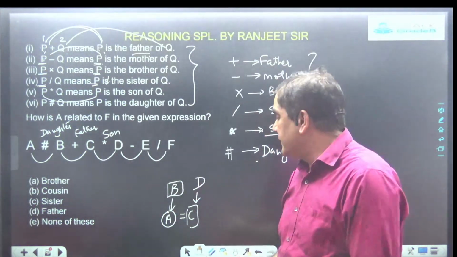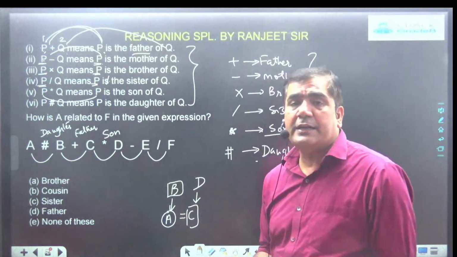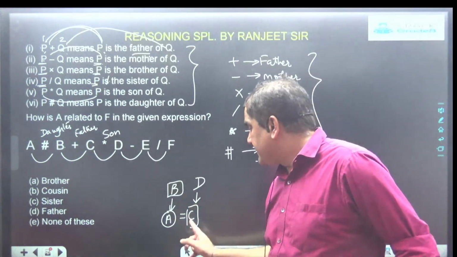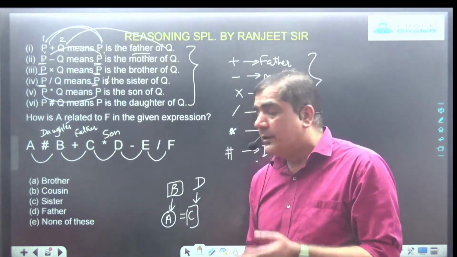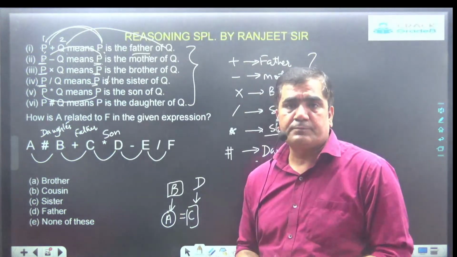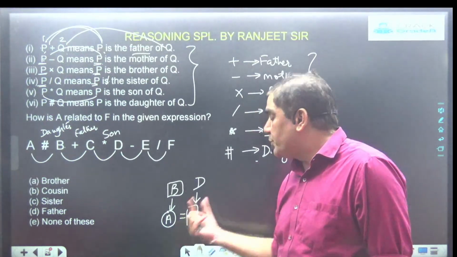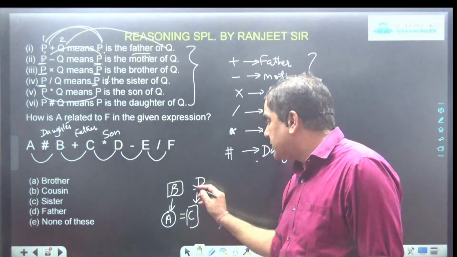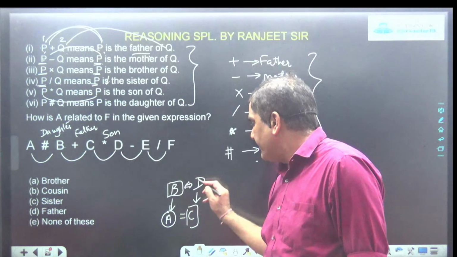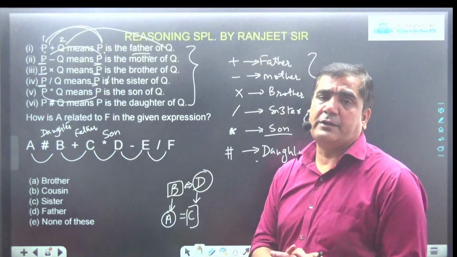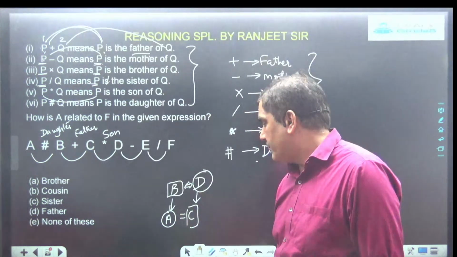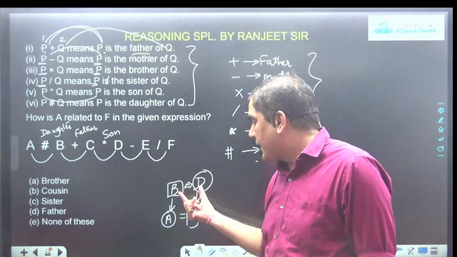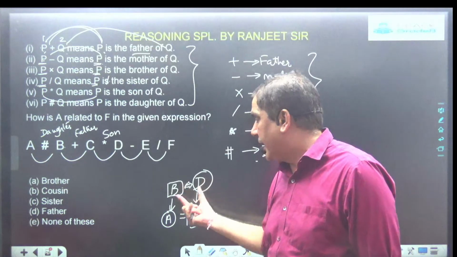Now just see, since A and C have an equal to sign in between them, it means A and C must be real brother and sister. And if these two are real brother and sister, then B and D must be husband and wife. Why? If these two are real brother and sister, these two must be the children of these two persons, which means they must be a married couple.